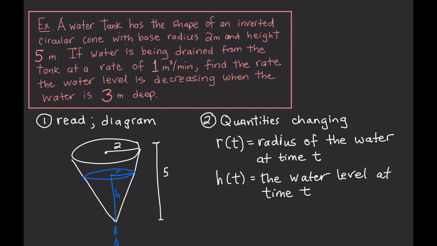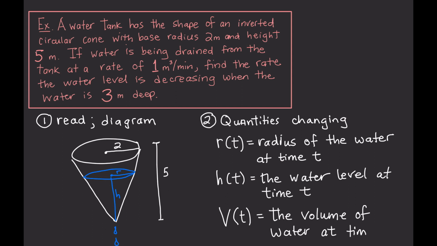And let's see, is anything else here changing? Well, of course, we have the volume of water. Okay, and there might be some other quantities, but right now I'm going to leave it at that, and we'll add more quantities later if we need to. But we can see as the water drains, that the radius and the height and the volume of the water are all changing.